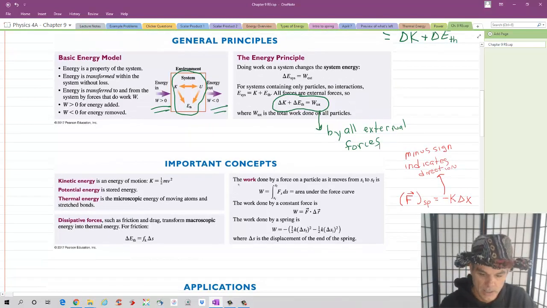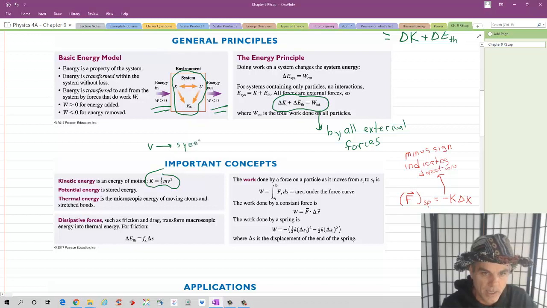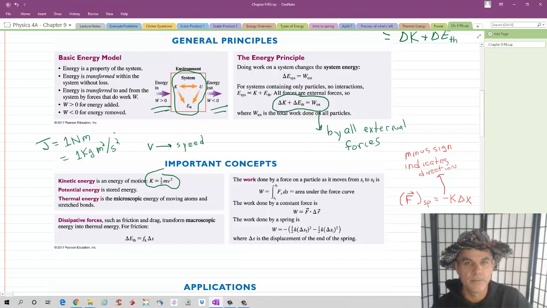Kinetic energy is defined as 1/2 mv squared. M is the mass in kilograms. V is the speed in meters per second. Keep in mind, V is speed, not velocity. The units of all forms of energy are the joule, and a joule is equal to 1 Newton meter, which is the same thing as 1 kilogram meter squared per second squared.